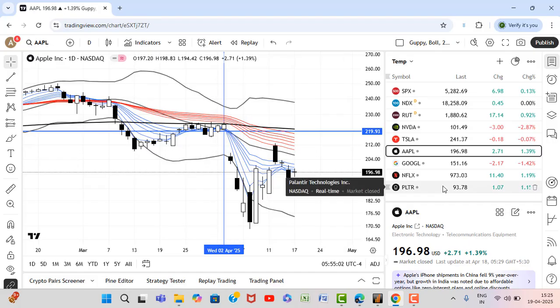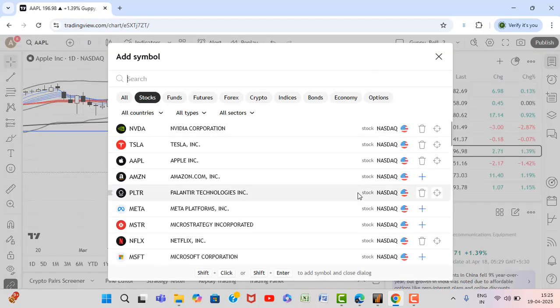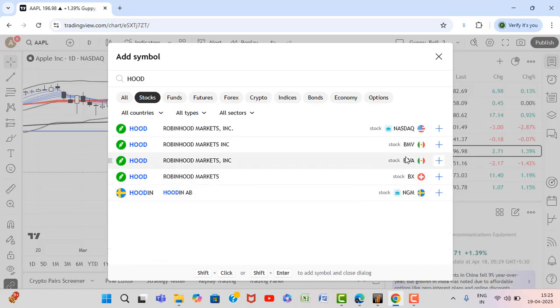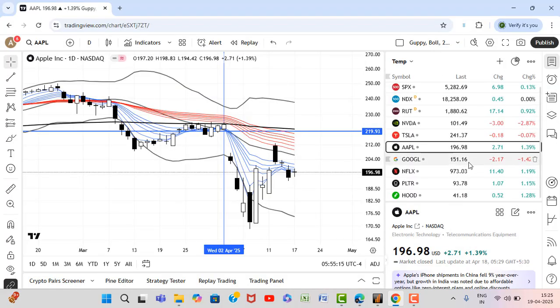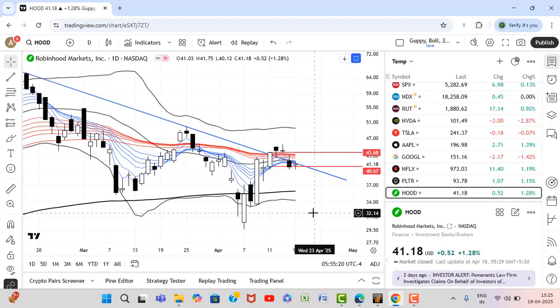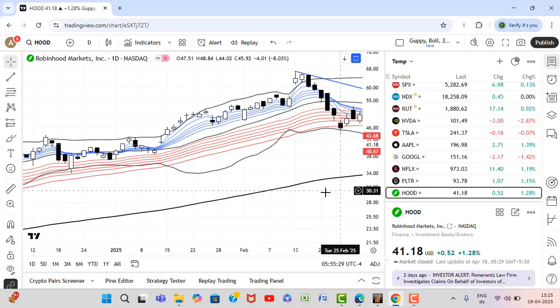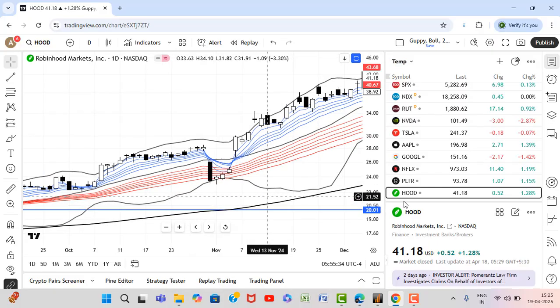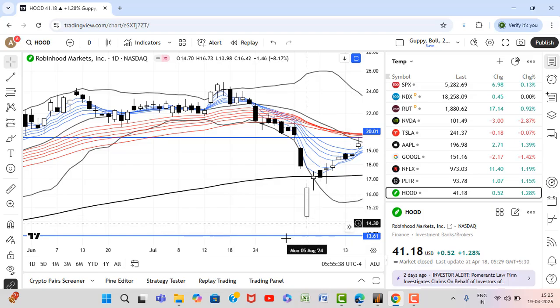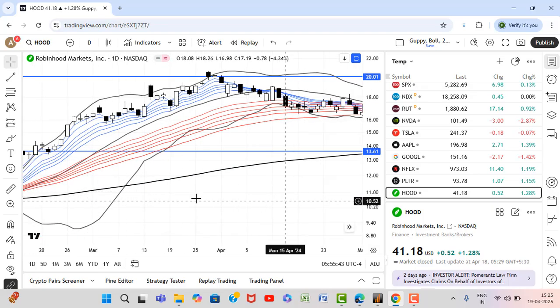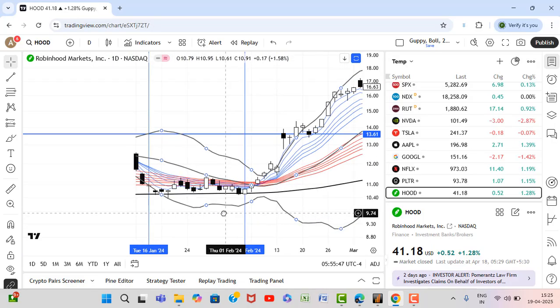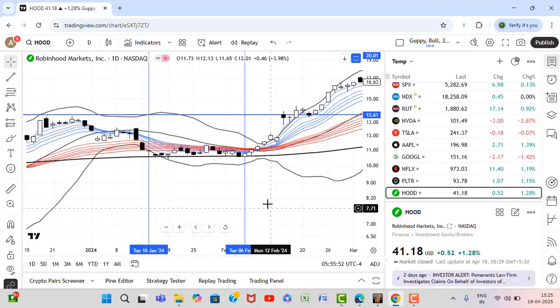Let's see Hood, and Hood is another ticker which is not here, so I'll add it. Between 16th Jan 2024 and 7th Feb 2024. Yes, so here we see how very nicely Hood had support around this price level of 10.51 on the right hand side of the screen, and the black line you can see is around 10.5 something. So we had a very horizontal price support.